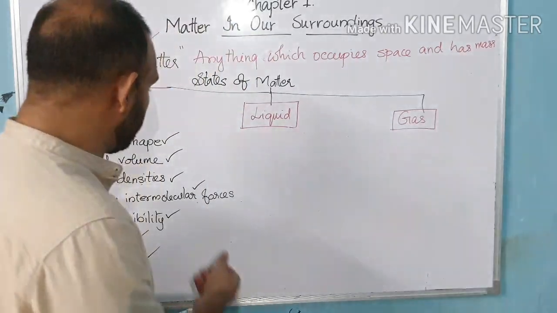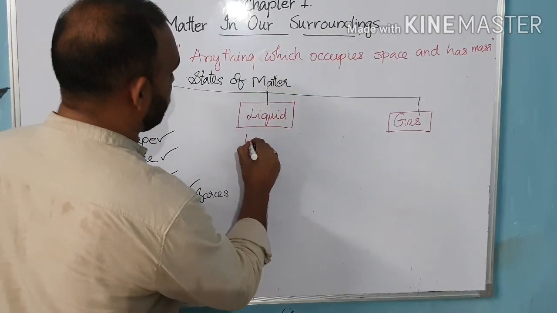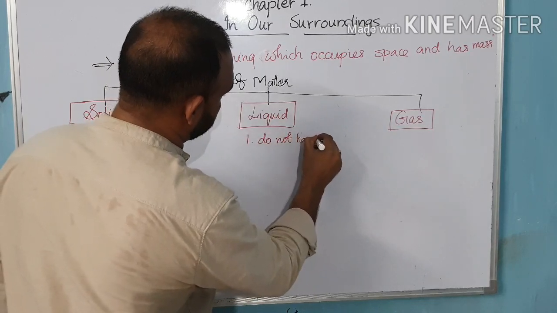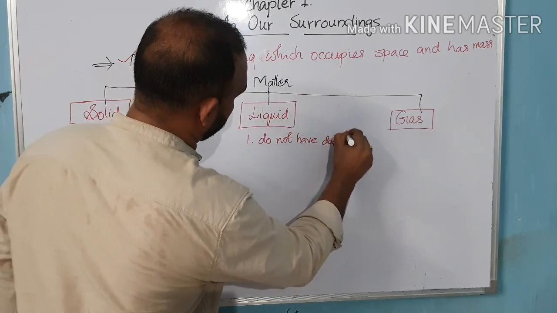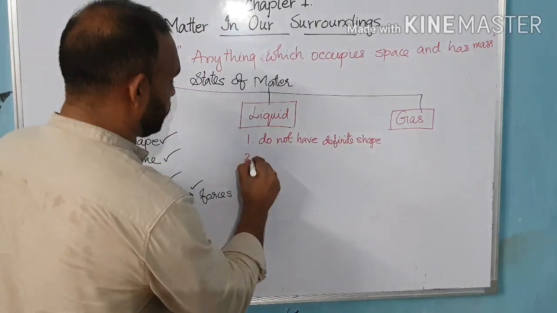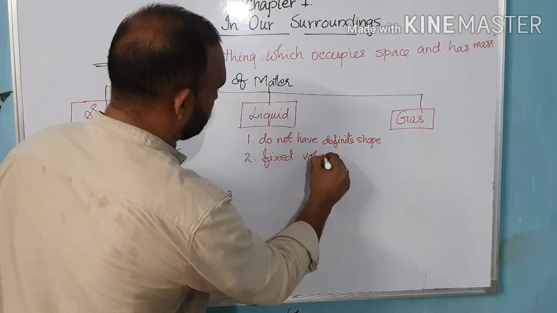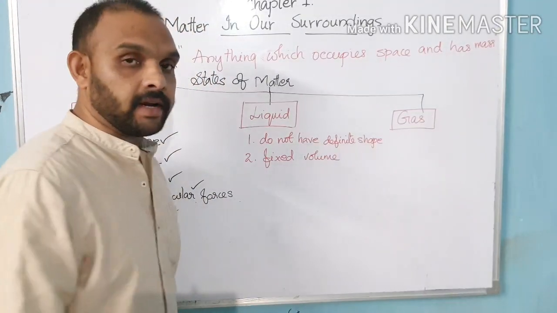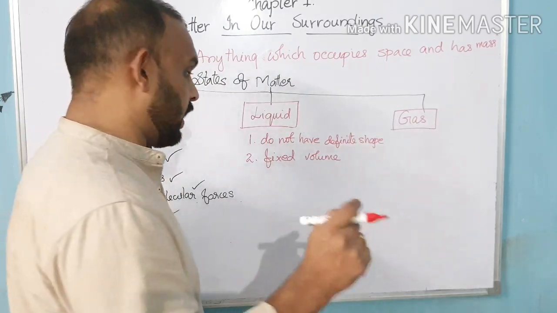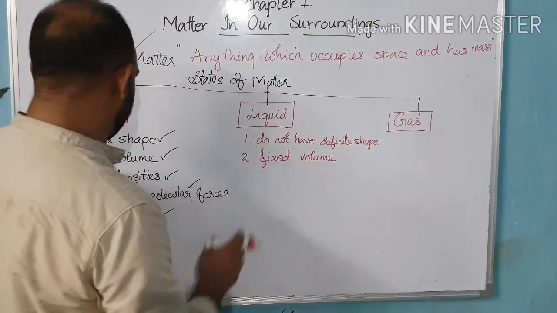What about the volume? Yes, liquids have a fixed volume. First one, what was the first one? They do not have a definite shape. Second one, they have a fixed volume. If you take 1 liter of water in a bucket and transfer it to another vessel, then it will be 1 liter only. It will neither increase nor decrease. So they have a fixed volume.